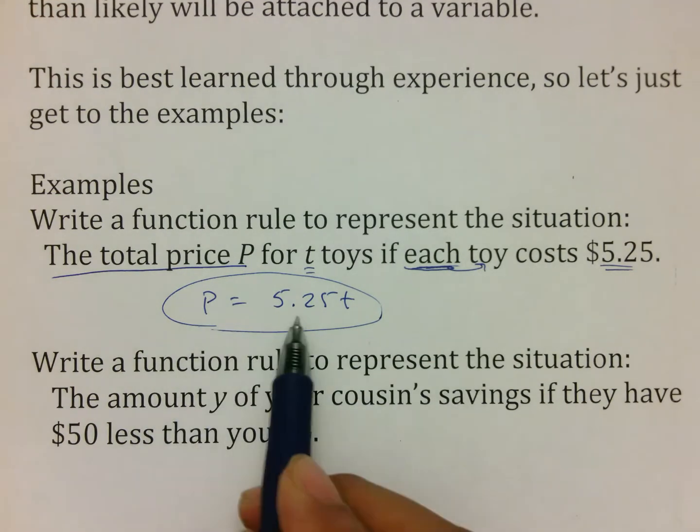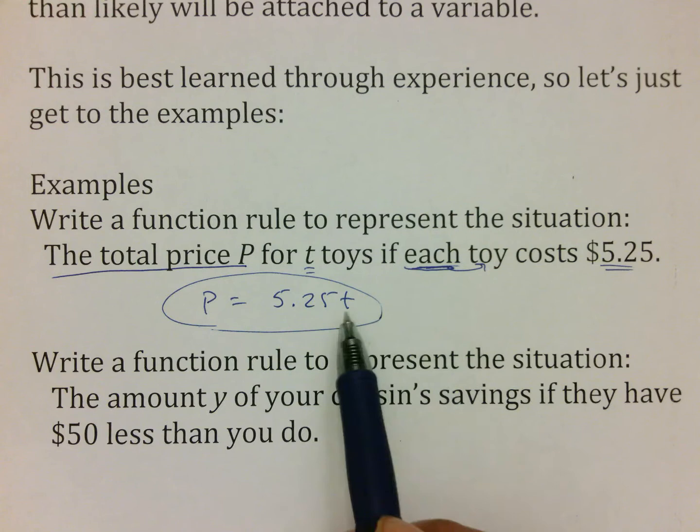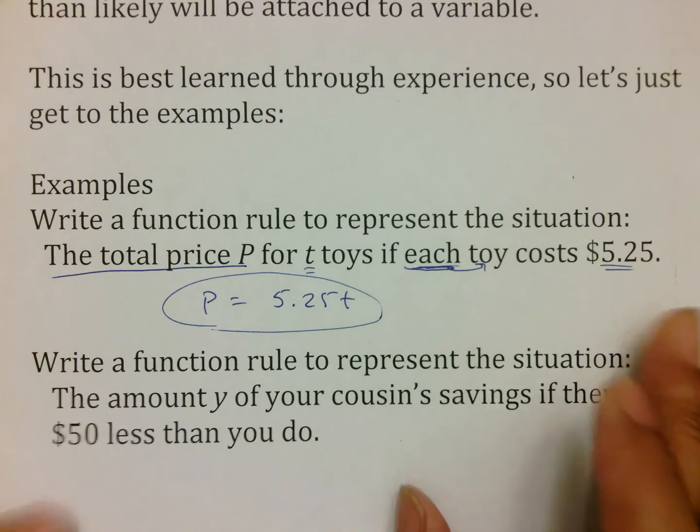Again, the price is $5.25 per toy. If you bought 0 toys, it would be 0. 1 toy would be $5.25. 2 toys would be $10.50, and so on.